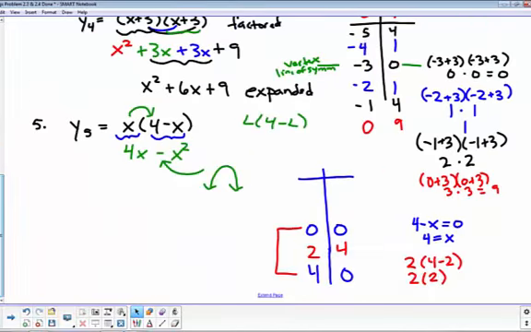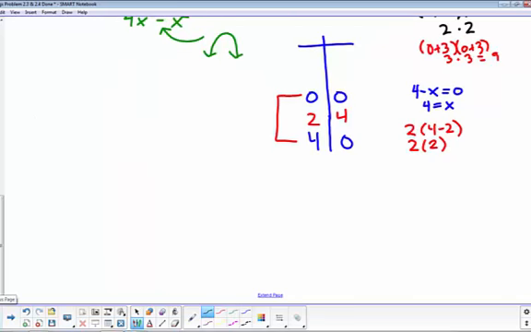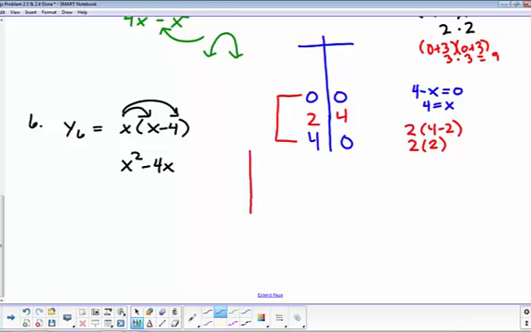All right, we have 8 total. 3 more. So in your book, the 6th equation is x times x minus 4. If we expand that out, we get x squared minus 4x. For the table, our 2 zeros are at 0. And then what makes x minus 4 equal to 0? That's 4.